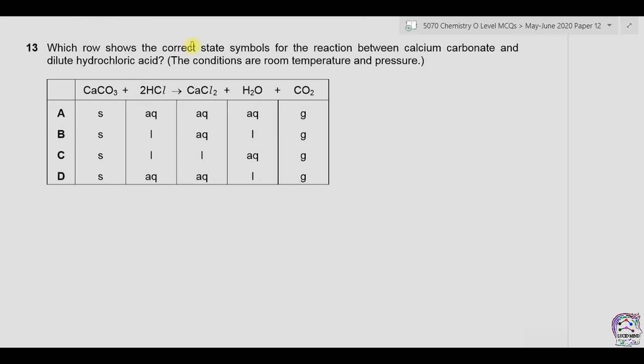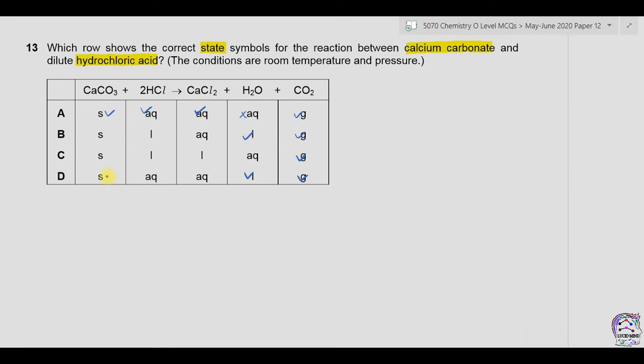Question 13. Which row shows the correct state symbol for the reaction between calcium carbonate and dilute HCl? The conditions are room temperature and pressure. So we have to find the state of these compounds at room temperature and pressure. Calcium carbonate is solid at room temperature. HCl is in the form of aqueous solution. Calcium chloride is a soluble salt, so therefore it is also in aqueous form. H2O is in liquid form, not in aqueous form, so therefore liquid should be correct. And carbon dioxide is a gas at room temperature and pressure.